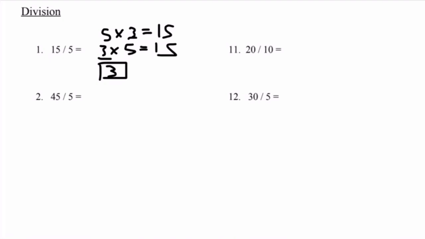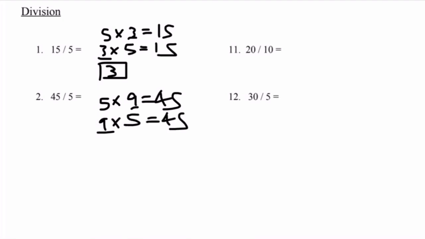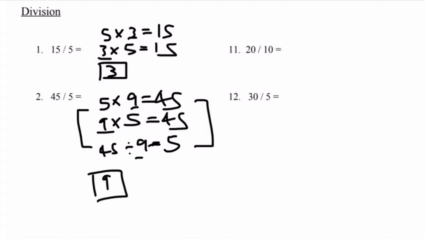Number 2, 45 divided by 5. Well, we know that 5 times 9 equals 45, and 9 times 5 equals 45, and 45 divided by 9 equals 5. All of these equations are somewhat related to each other, and they represent the factor family. Therefore, 45 divided by 5 should equal 9, because 5 times 9 equals 45, 9 times 5 equals 45, and 45 divided by 9 equals 5.